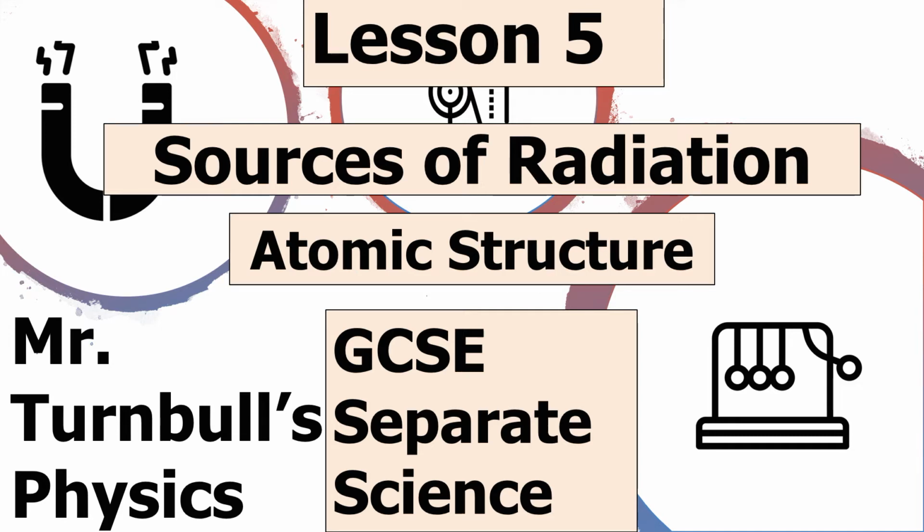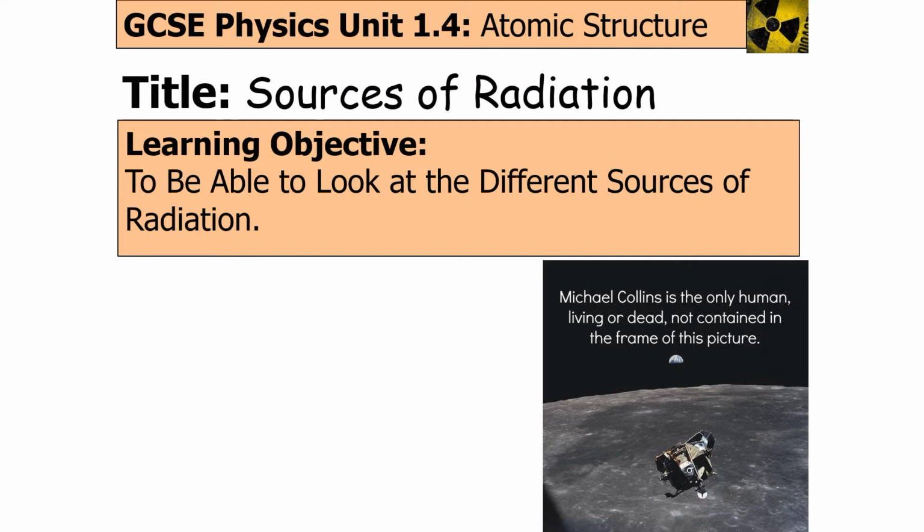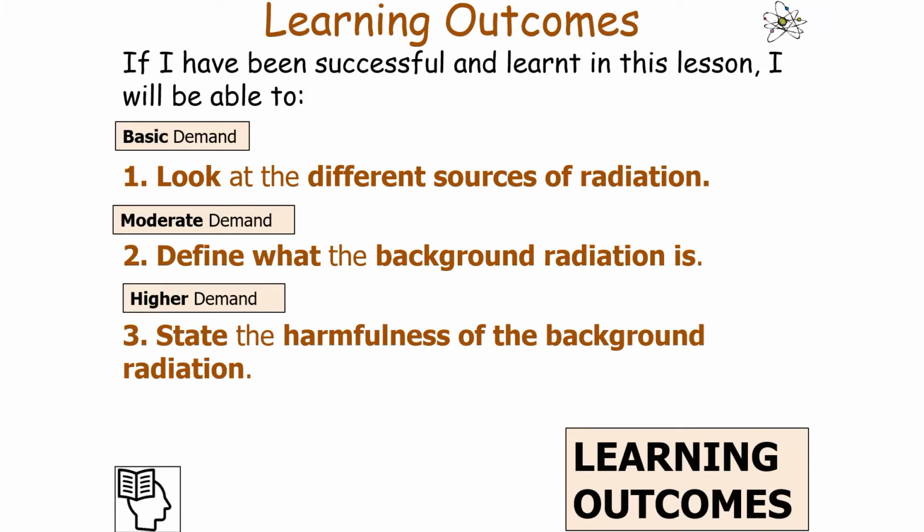Hello and welcome to today's lesson on sources of radiation, which is part of the atomic structure topic in GCSE Separate Science Physics. So in today's lesson we're going to look at the different sources of radiation in the universe. If we're successful in today's lesson, we should be able to look at the different sources of radiation, define what the background radiation is, and state the harmfulness of the background radiation.